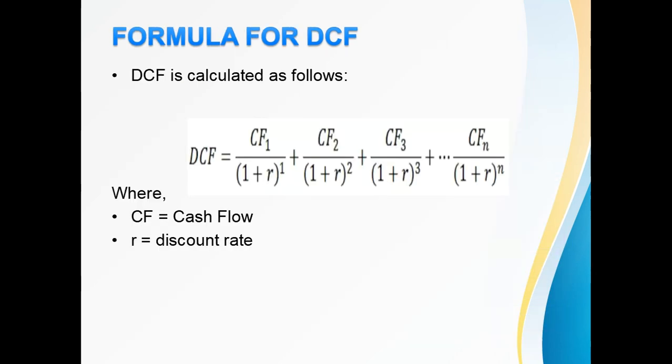Now here is the formula for the discounted cash flow. It is calculated as follows. DCF is equal to the cash flow 1 divided by 1 plus discount rate whole to the power of 1, plus cash flow 2 divided by 1 plus r whole to the power of 2. And this way we keep adding until we have the n number of periods for which we have to discover the discounted cash flow.